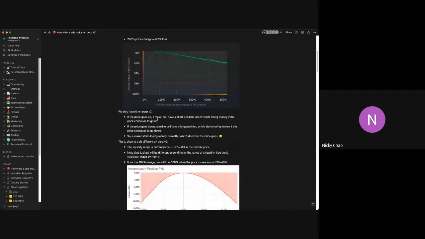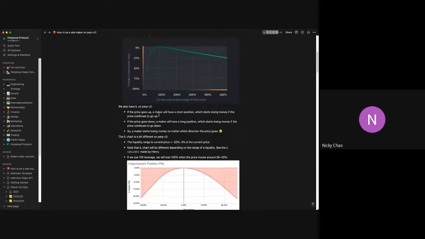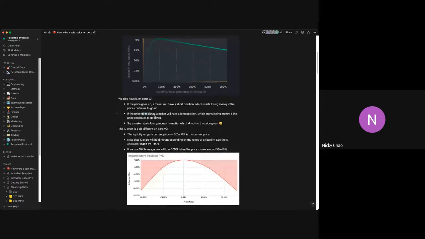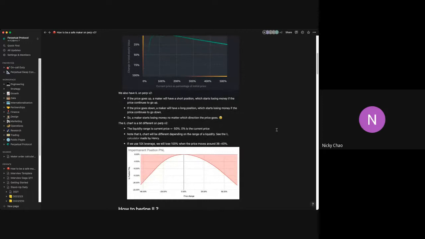So we also have impermanent loss on Perp V2, right? Because if the price goes up, a maker is forced to have a short position, which continues to lose money when the price continues to go up. And so is the case when the price goes down. So this basically means that whenever the price moves, a maker will start to lose money. And this is very sad.